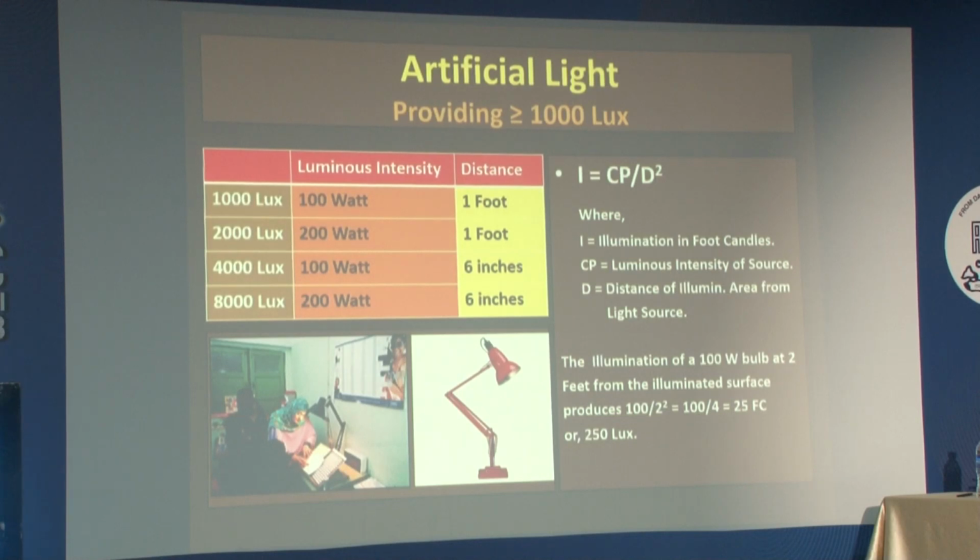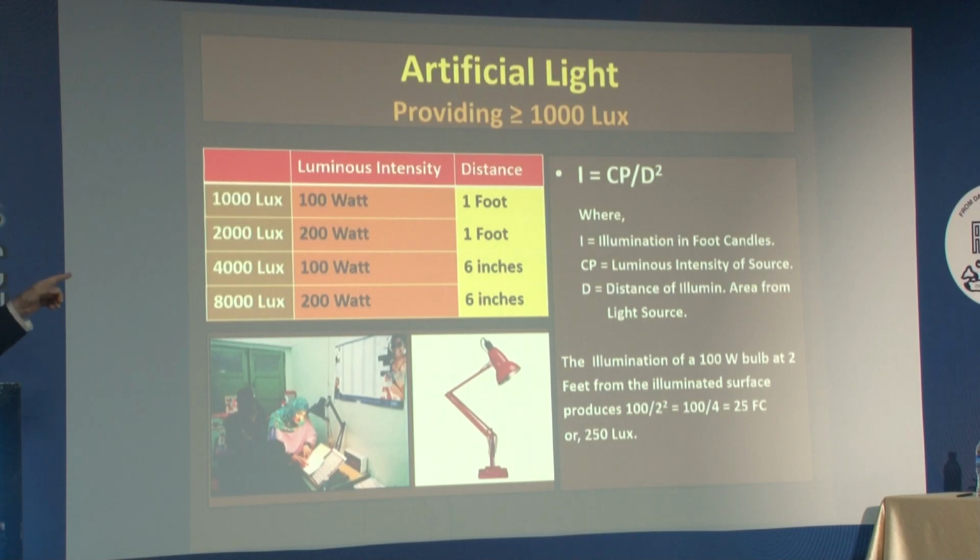So now you use this formula and you play around with the wattage of the bulb and the distance of the bulb from the object of regard. So if you have a 100-watt bulb and you keep it 1 foot away from a book that the person is reading and you apply this formula, you will get 1000 lux of illumination. If you put the same bulb 6 inches away, you'll get 4000 lux of illumination.